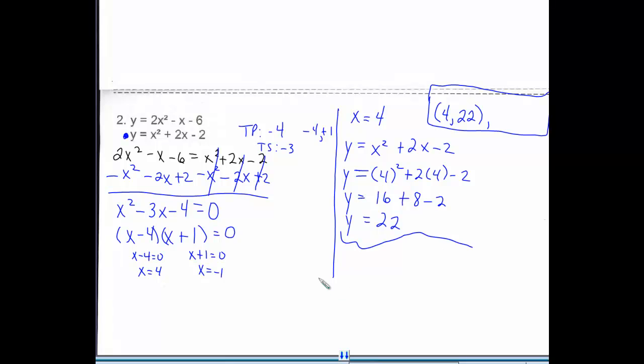Let's look at the second solution. x equals negative 1. y equals negative 1 squared plus 2 times negative 1 minus 2. So y equals 1 minus 2, which is negative 3. So when x is negative 1, y is negative 3.